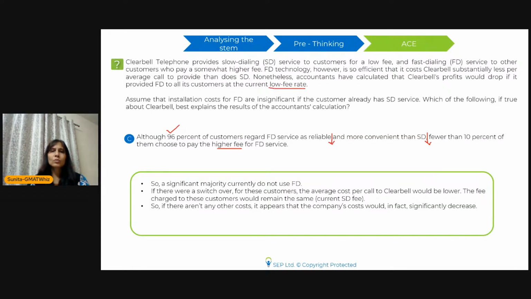Does it explain, although, why there would be a drop in profit? It seems everybody would be agreeable to shifting to FD. Nobody would be leaving Clearbell. This actually indicates there might be higher profits because cost is also going down and nobody is leaving Clearbell service. So C is not the answer.